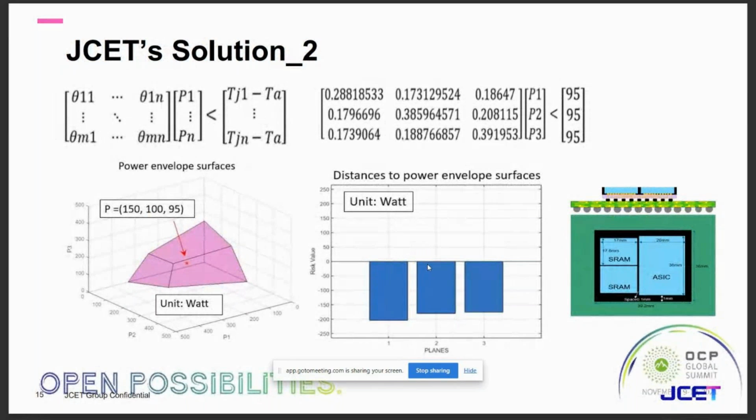Okay, and then here, let me give you another example. If you look at the left figure, the power is 150, 195 watts. With this approach, we'll be able to determine the distance to the power envelope surface is below 0. So this means that this set of power is safe.